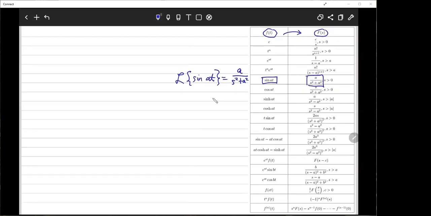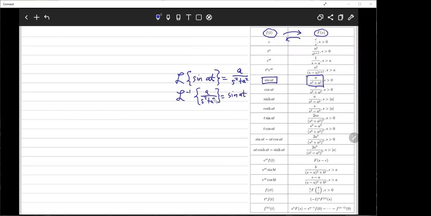I-upload ko to later. So kung kukuha naman tayo ng inverse Laplace transform, ang titingnan natin dito sa table is from the right column to the left. Okay. So, ang inverse Laplace transform ng A over S squared plus A squared is sin AT.